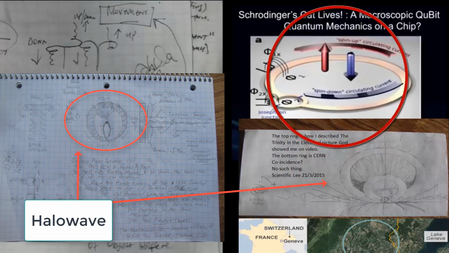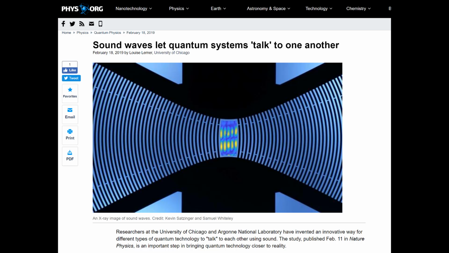Well, we have a phys.org article to go through. Let's read it together to see what they say. phys.org, February 18th, 2019. Sound waves let quantum systems talk to one another. Researchers at the University of Chicago and Argonne National Laboratory have invented an innovative way for different types of quantum technology to talk to each other using sound. The study, published February the 11th in Nature Physics, is an important step in bringing quantum technology closer to reality.